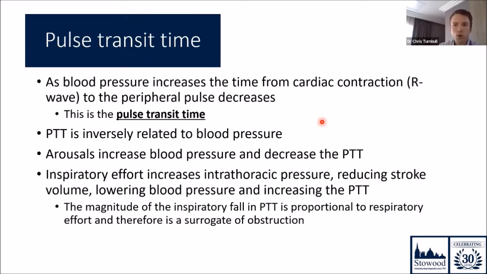And furthermore, you also get changes in the pulse transit time, or the size of a pulse transit time swing, with upper airway obstruction. You get that because during inspiration, there's an increase in intrathoracic pressure, which reduces cardiac stroke volume and lowers blood pressure. And that increases the PTT swing. And so as you have increasing upper airway obstruction, you will have increasingly large pulse transit time swings, which anyone who came to the keynote debate will have seen in Prof Pépin's talk. He spoke about pulse transit time.